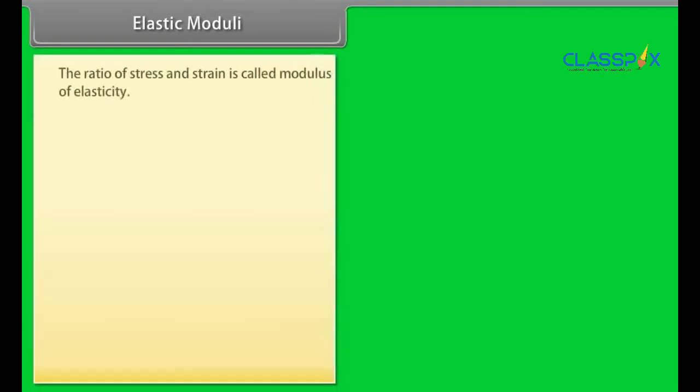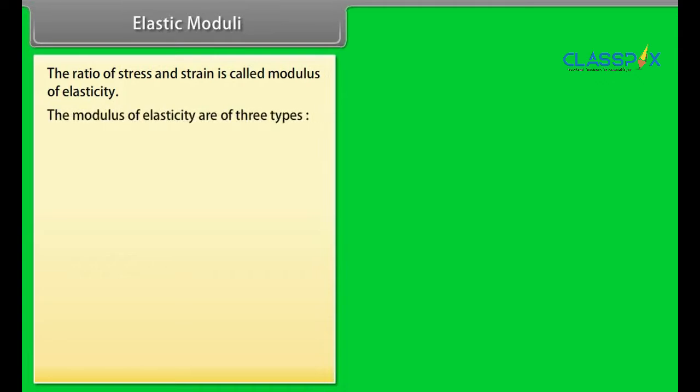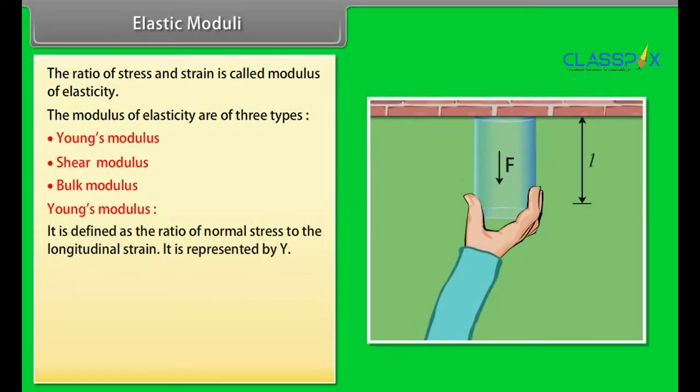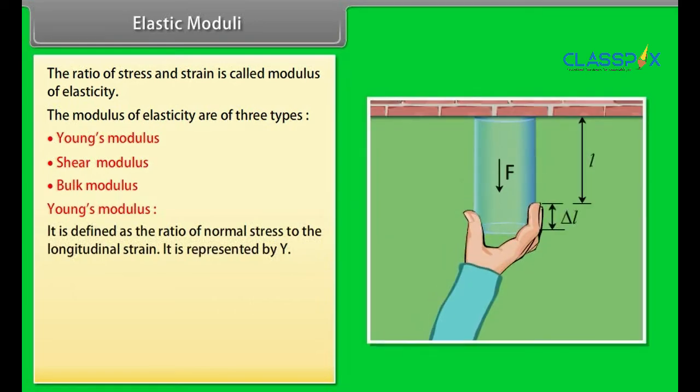Elastic moduli. The ratio of stress and strain is called modulus of elasticity. The modulus of elasticity is of three types: Young's modulus, shear modulus, and bulk modulus. Young's modulus is defined as the ratio of normal stress to the longitudinal strain. It is represented by Y.